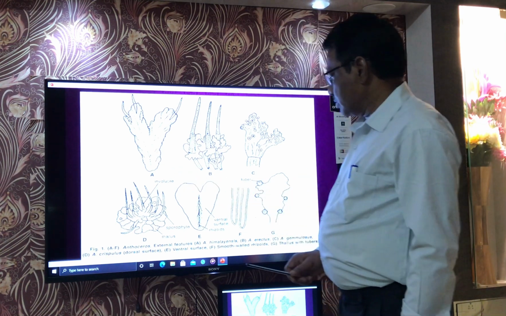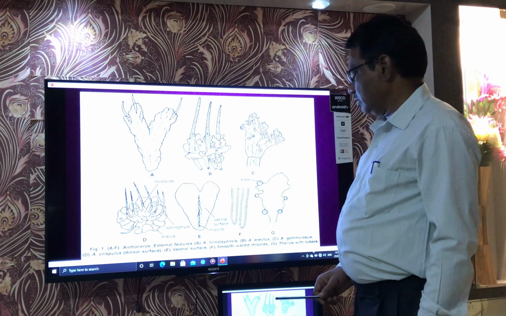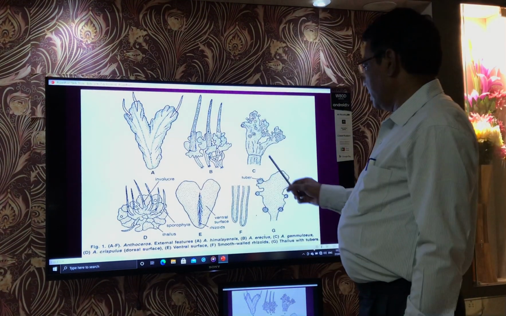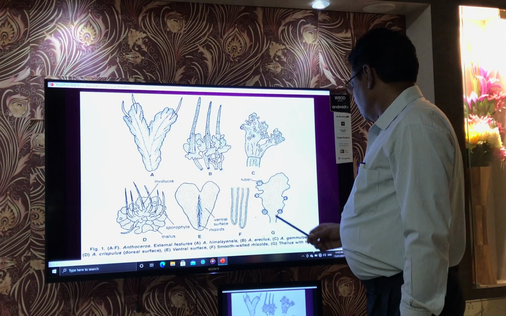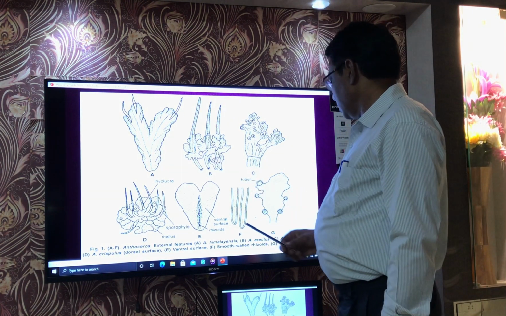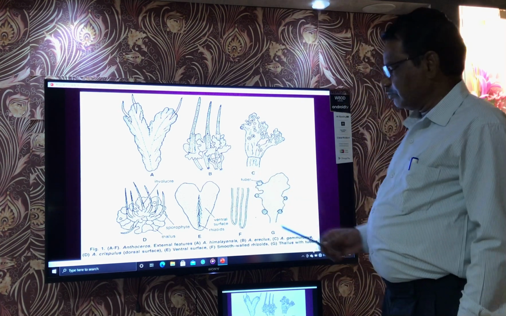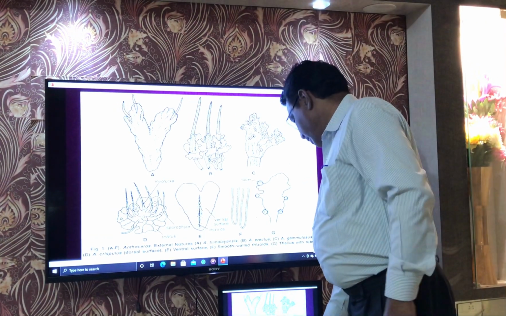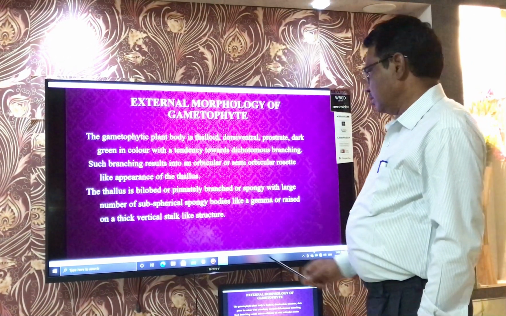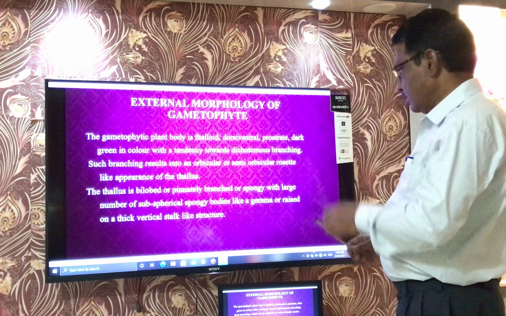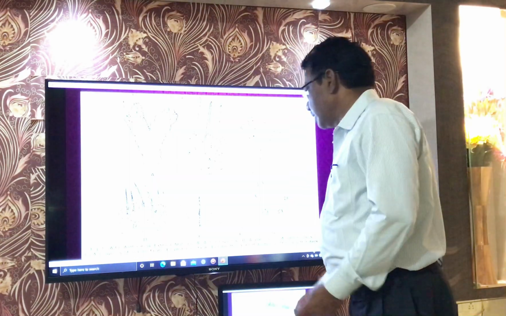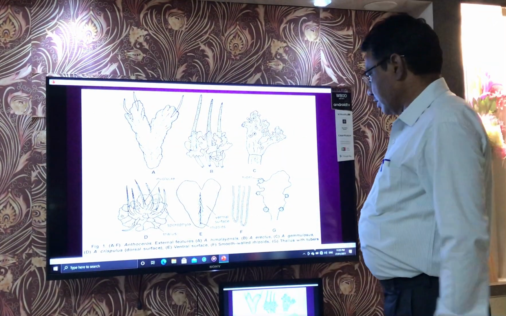This is Anthoceros himalayensis, which is having a prostrate thallus. Then this is Anthoceros crispulus, and this is Anthoceros gemmulosus. These are the dorsiventrally flattened thalli, whereas this Anthoceros erectus is having a somewhat erect thalloid gametophytic thallus. Now, this gametophytic thallus is bilobed or pinnately branched or spongy with a large number of subspherical spongy bodies, or raised on a thick vertical stalk-like structure that we can observe in some of the species of Anthoceros.